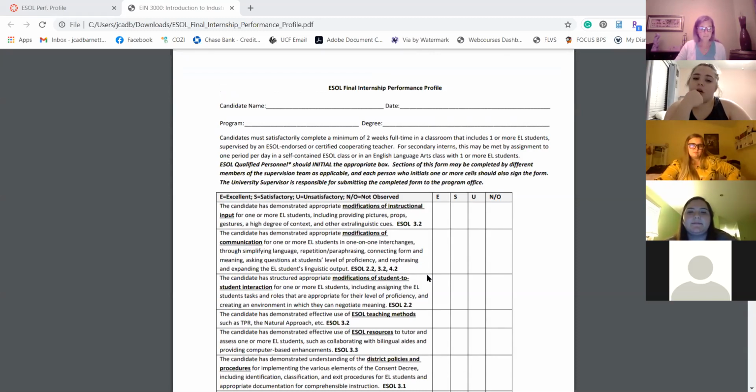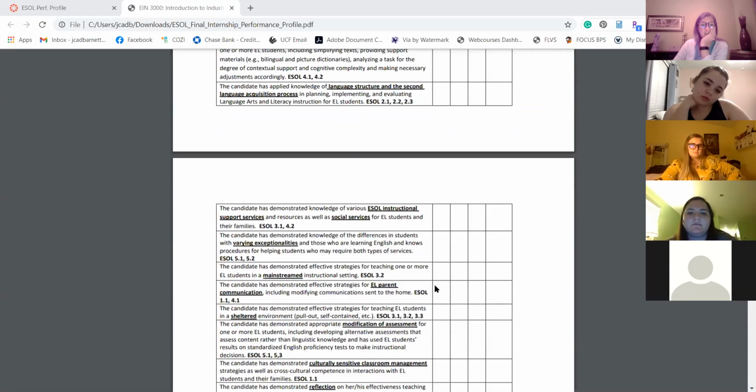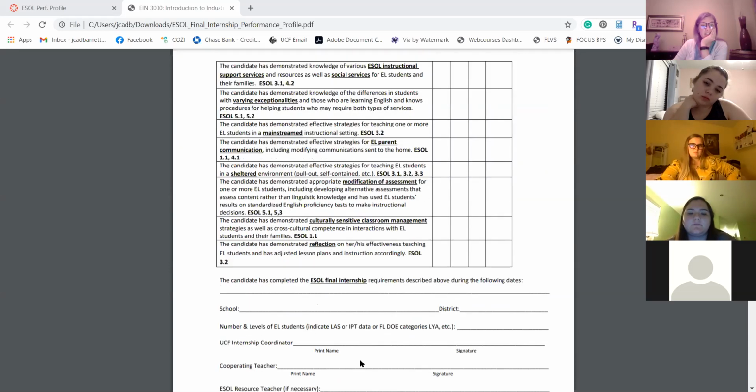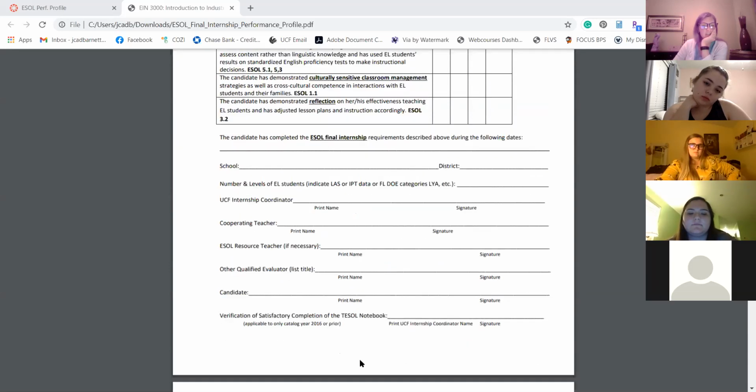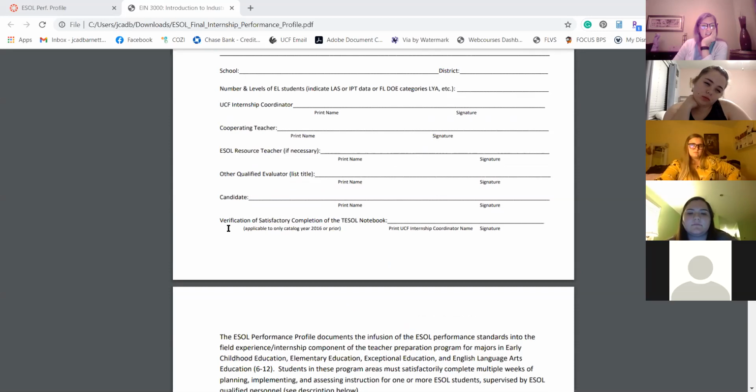And then do we have to have documentation of exactly what we did with the student each day, or is it just a support thing in the class? Well, there used to be a TESOL notebook that was required. Yes, here it is, verification of satisfactory completion of the TESOL notebook. Okay, this is 2016 or prior. So I think that is gone now.